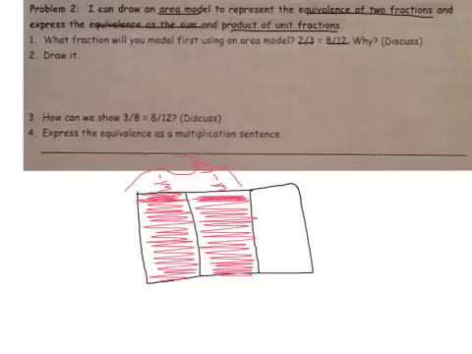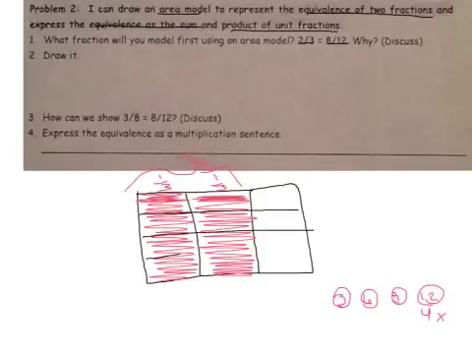Now, how can I decompose this? Again, we can count by our denominator, so count by 3s till we get to 12. 3, 6, 9, 12. 1, 2, 3, 4 times we counted by. So we need 4 groups. So that means we're going to have 3 lines, which would give us our 4 groups. 1, 2, 3 lines gives us our 4 groups.